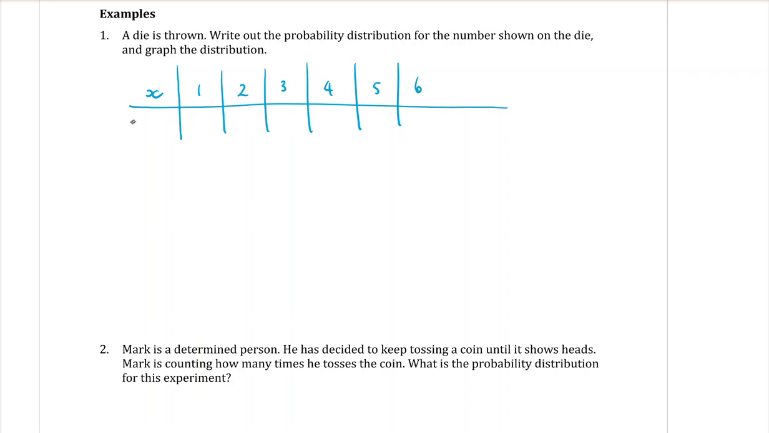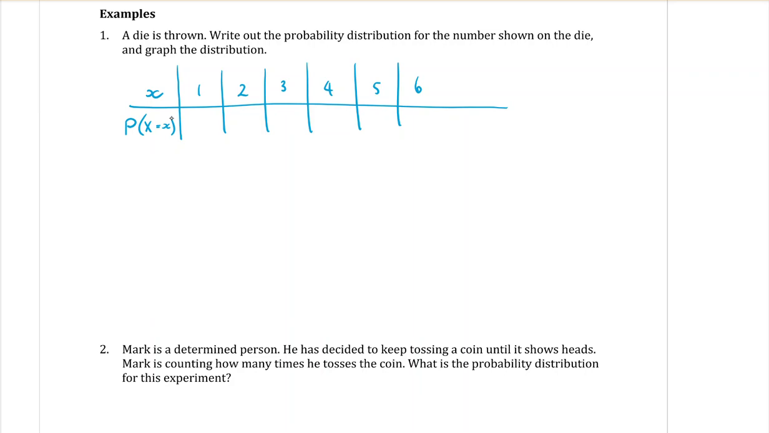Then the second row is going to be the probability. Now, probability of capital X, remembering that the capital X stands for the random variable, and the little x stands for the observed value that you get when you do that experiment. So I might observe when I roll the die a 1, 2, 3, 4, 5, or 6, and it depends on which one I get.